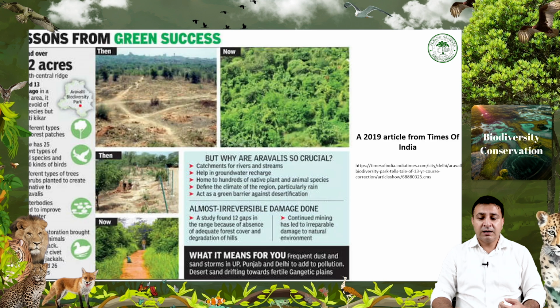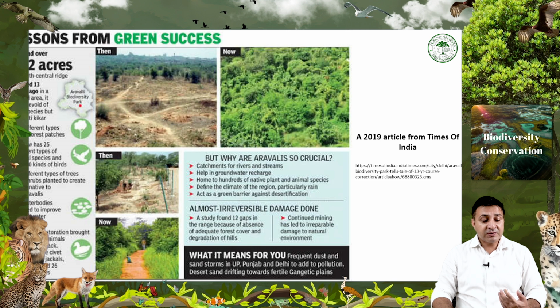This is an article that was published in 2009 in the Times of India, and it highlights the importance of the Aravalli Biodiversity Park, which spreads over 692 acres. The project was started 13 years ago, and there are 5 different types of forest patches. According to the Times of India report in 2009, 25 different types of animals and 80 different species of birds have been reported in these areas.